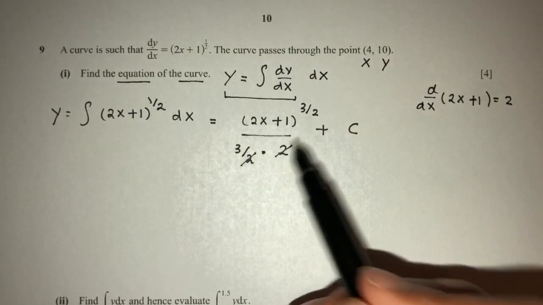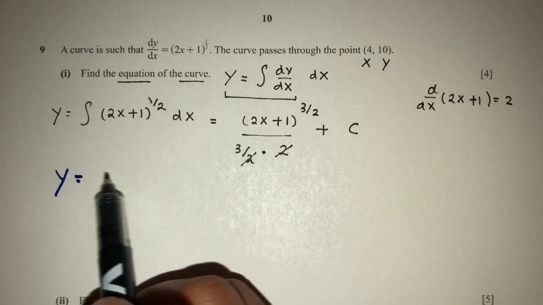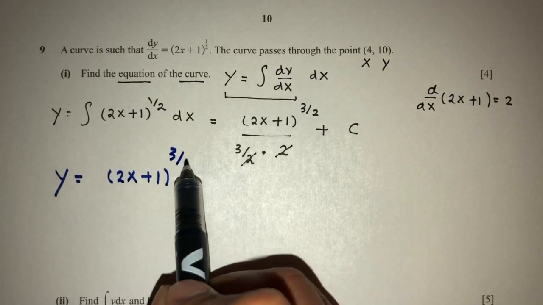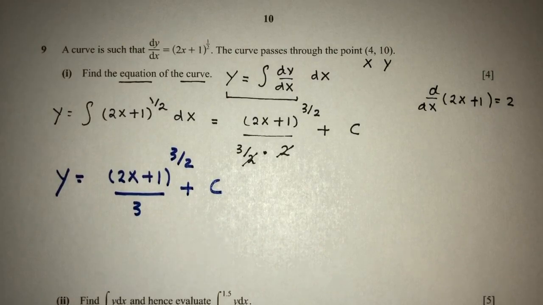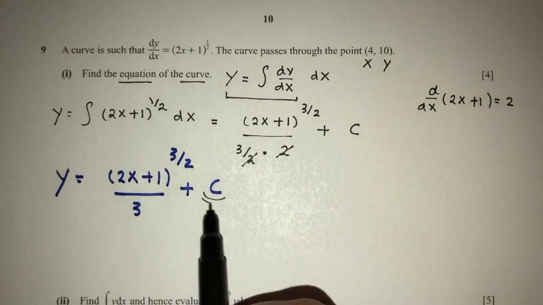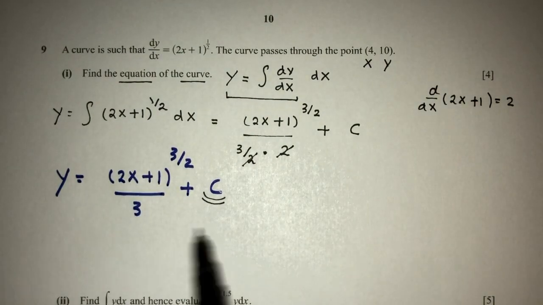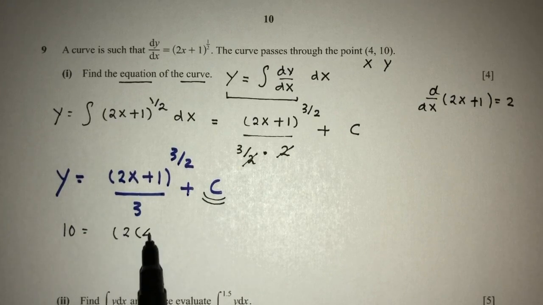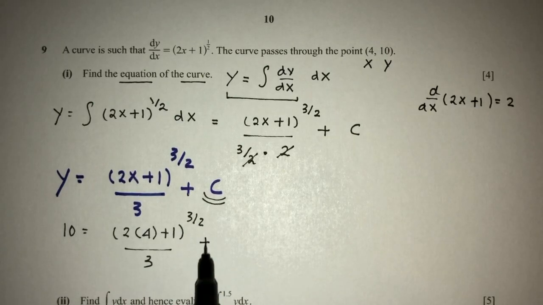So these two will cancel out, as you can see here. And then what do we have? Right now we have y is equal to (2x plus 1) to the power 3 over 2, over 3, plus c. So we have to find this value of c. To find it, we have to use the given values of x and y. x is 4, y is 10. So 10 equals (2 times 4 plus 1) to the power 3 over 2, over 3, plus c.